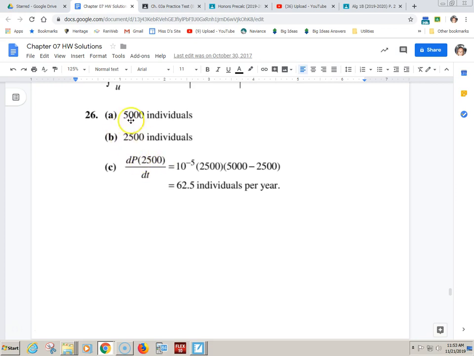Just plug in 2,500, the number, into the differential equation, because the differential equation is not based on time, but based on number. And you get, oh, rough, 62.5 individuals per year.